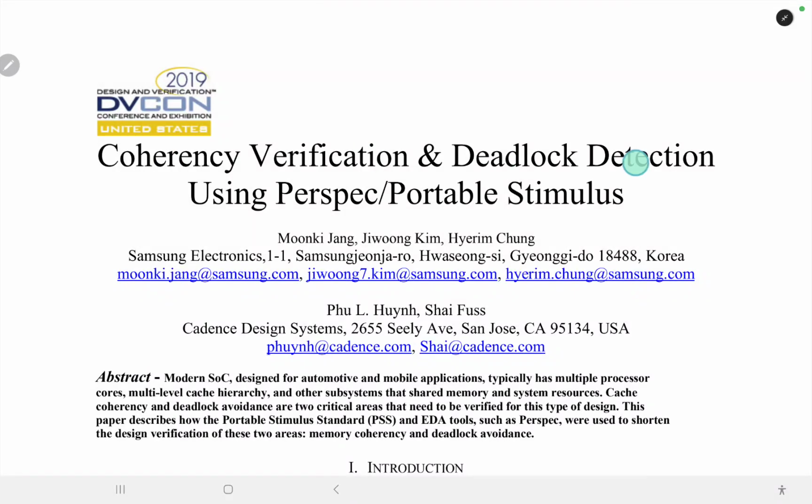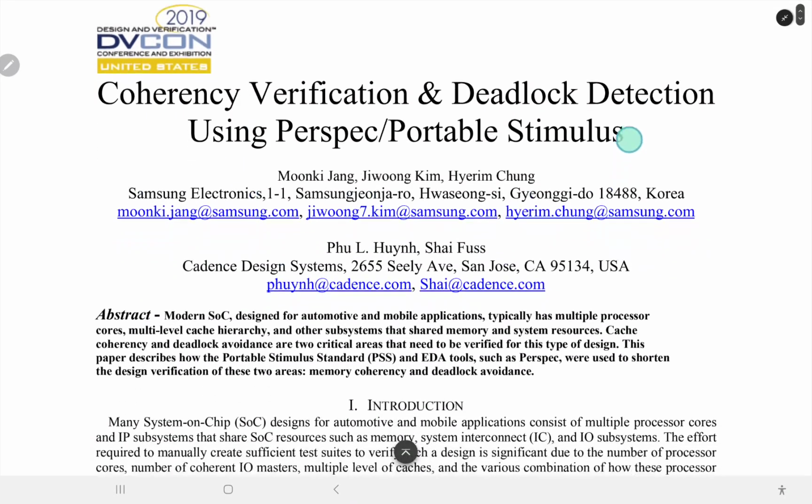Coherency verification and deadlock detection using a Perspec portable stimulus.